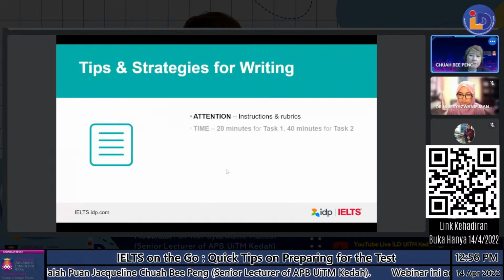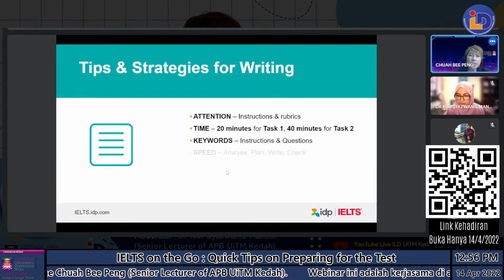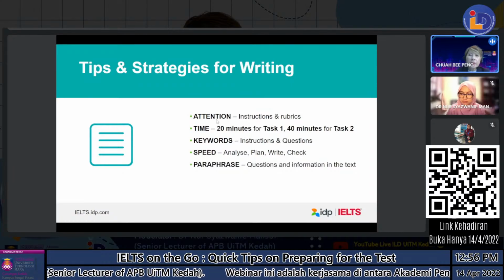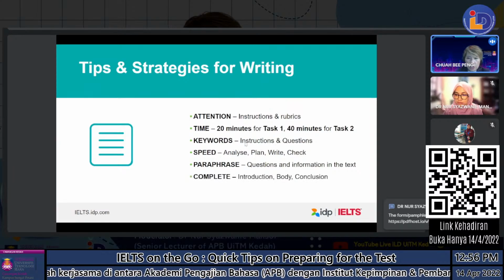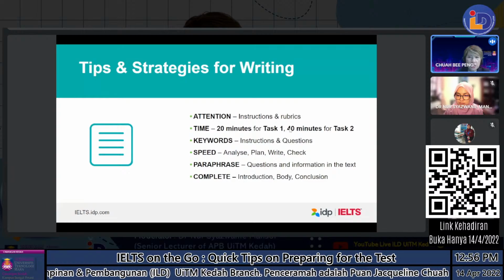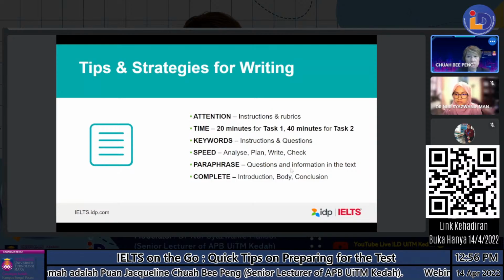And for writing, always read the instructions and rubrics. Make sure you spend only 20 minutes for task 1 and 40 minutes for task 2. Look out for keywords in your instructions and also the questions. And speed: do this in the quickest time possible. Make sure you finish everything within this time, right? And like I said, you must have an introduction, body, and conclusion.